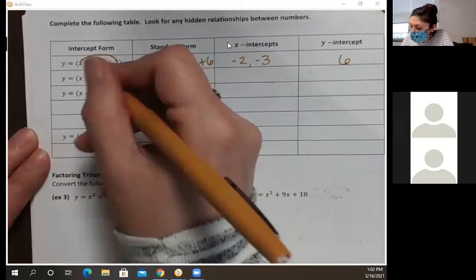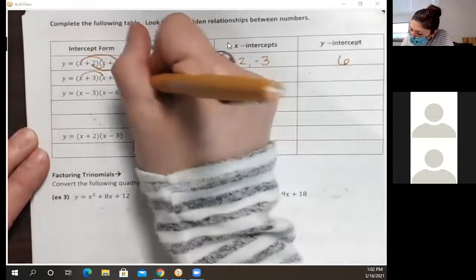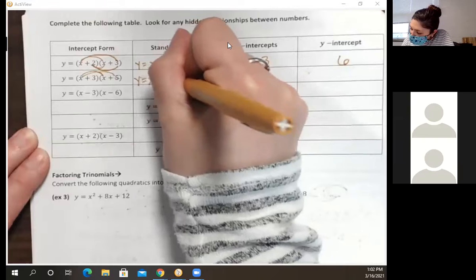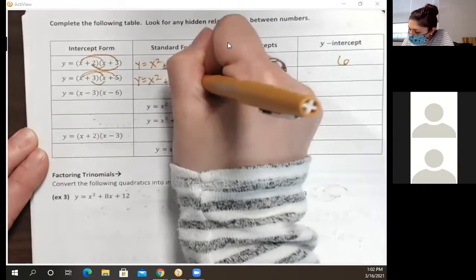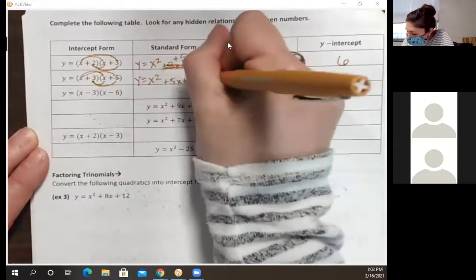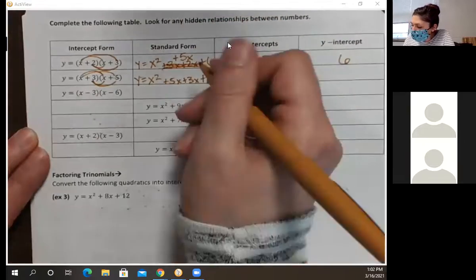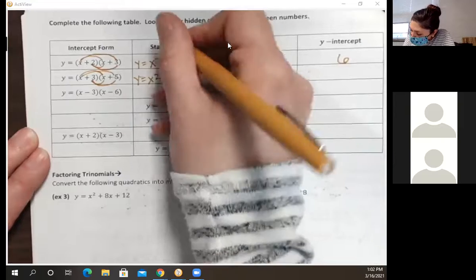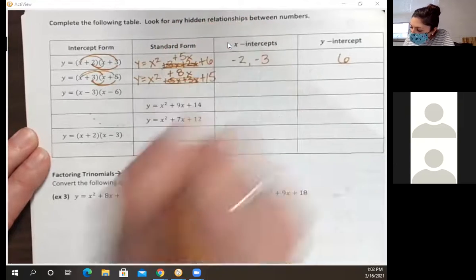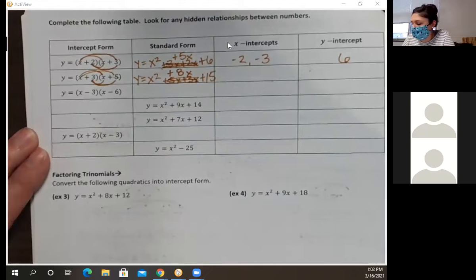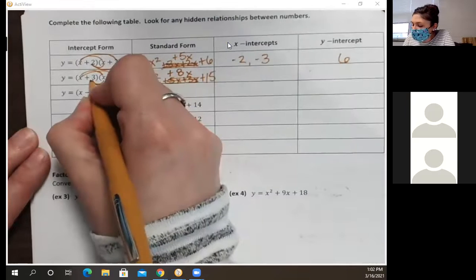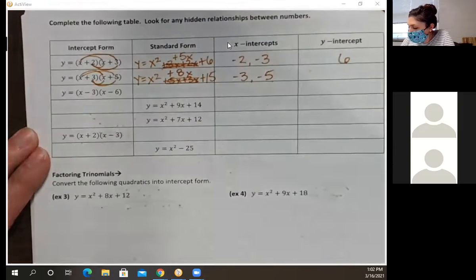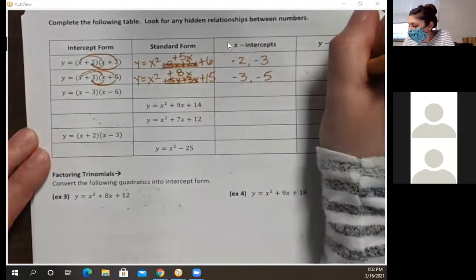Now we're going to do the same thing for our next problem. Distribute to get standard form. So I would have y equals x squared plus 5x plus 3x plus 15. And then I want to combine my like terms in the middle there. 3x plus 5x would give me 8x. So plus 8x in the middle. My x-intercepts would be negative 3 and negative 5. My y-intercept is 15.